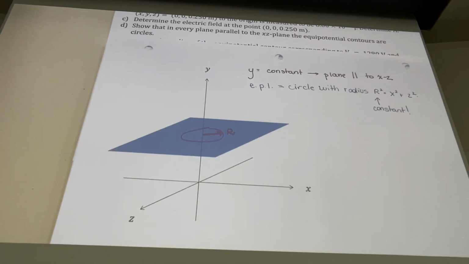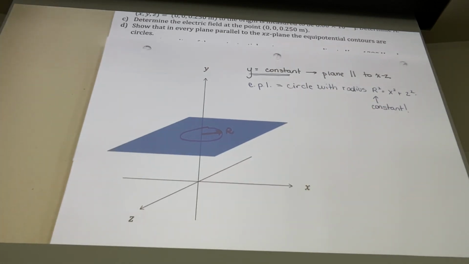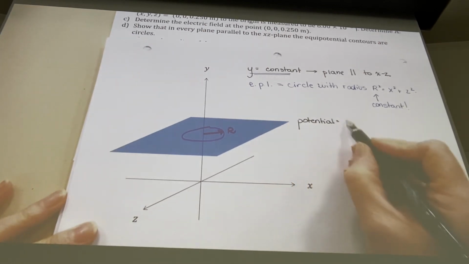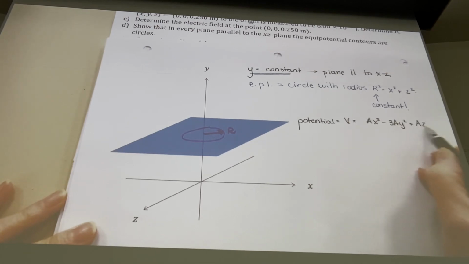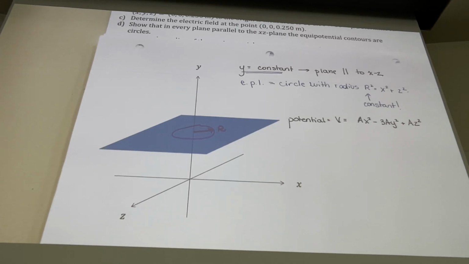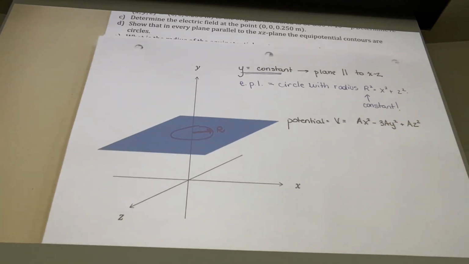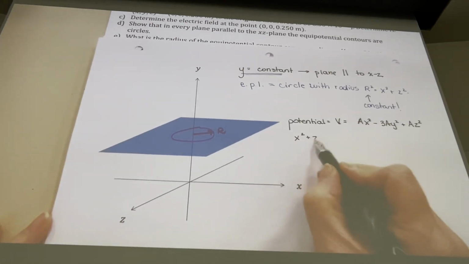Okay, everybody okay with the idea? So a circle has a constant radius. And the other bit we know is that y is also constant. So x squared plus z squared is constant, and y is constant, and we're talking about equipotential lines. So let's write down our equation for our potential. V equals A times x squared minus 3A times y squared plus A times z squared. So that's our equation for our potential. I could put in my value for A, but I just don't want to write all those numbers down. So what I'm trying to show is x squared plus z squared is a constant. If it's a constant, then I know that this is true. If it's not a constant, then this isn't true. So is it a constant? What is x squared plus z squared? Is it constant?